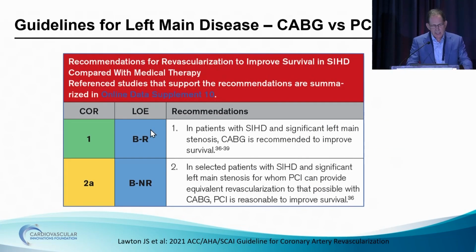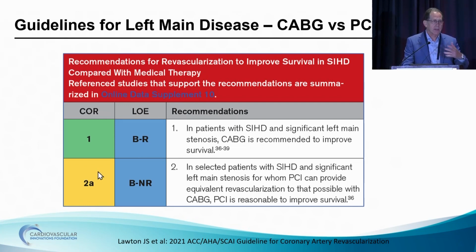Okay, another guideline that comes up frequently is left main coronary disease and thinking about CABG versus PCI. Don't forget that in patients with stable ischemic heart disease and significant left main stenosis, CABG is recommended to improve survival. It's a class 1 indication. Doesn't mean we're not going to show a lot of left main cases here over the next 2 days and deal with them appropriately. We are, and so percutaneous intervention is a 2A, meaning reasonable intervention in many cases.